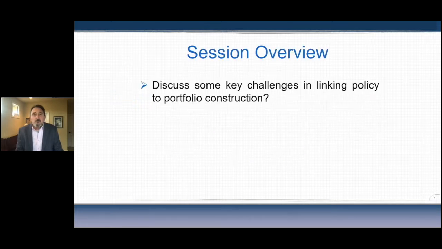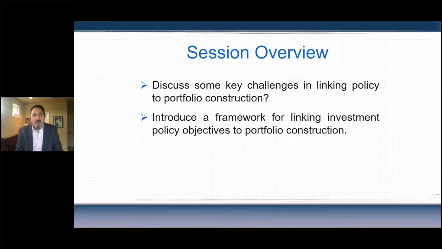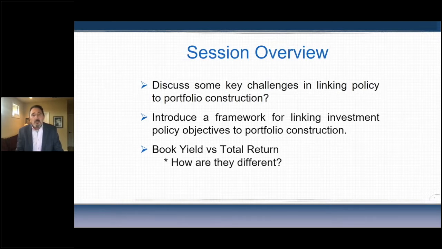So our session overview is going to begin first with discussing some of the key challenges that you face when you attempt to link an investment policy to a portfolio and you're trying to construct from the policy. Next, we're going to introduce a framework for how to do this. How do you link your investment policy objectives to portfolio construction? And then we're going to look at the two most popular styles when it comes to managing a portfolio: book yield and total return. Look at how they're different because your construction process is going to be influenced based on which of these two styles you find yourself most adapted for.